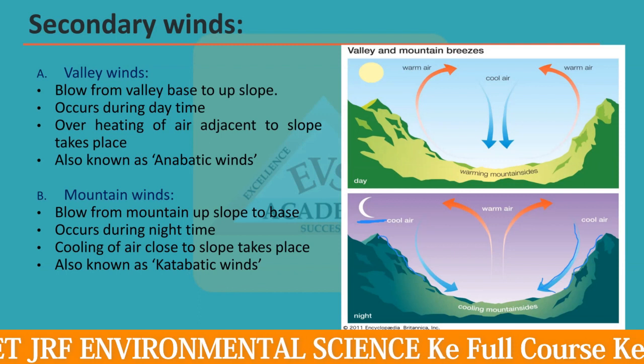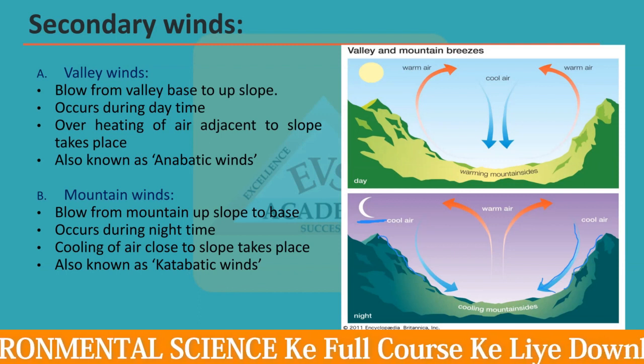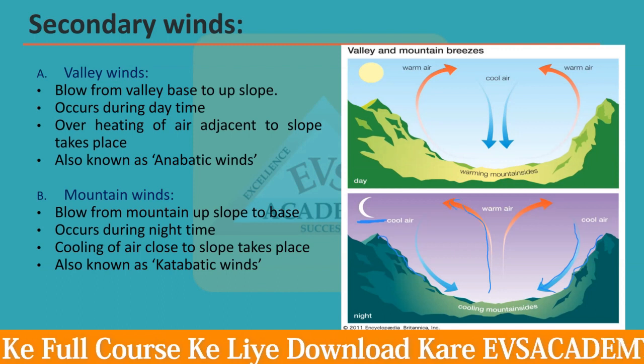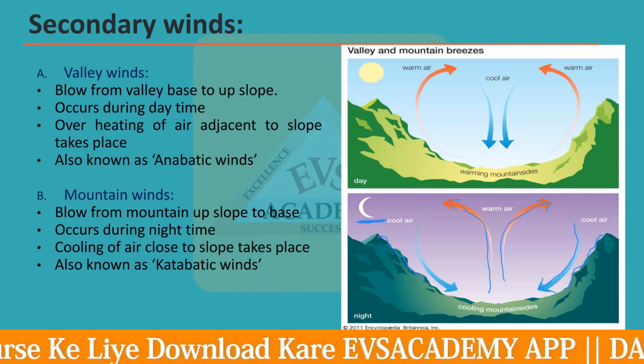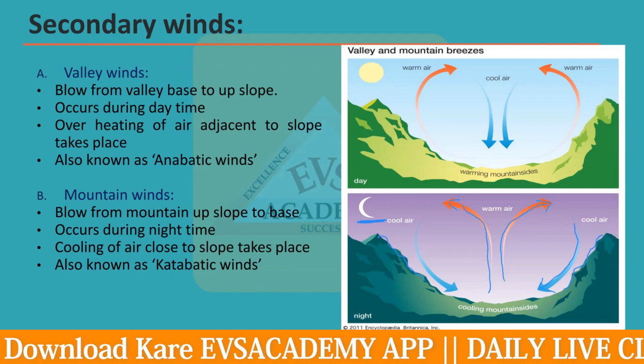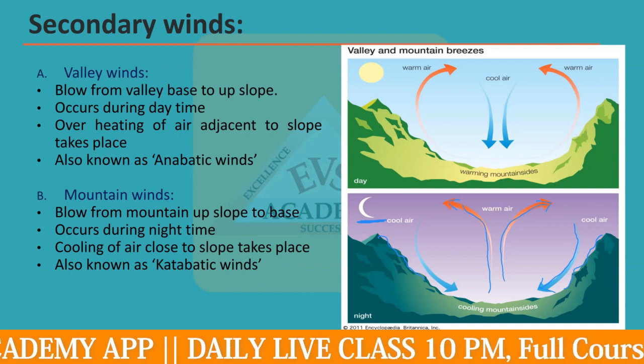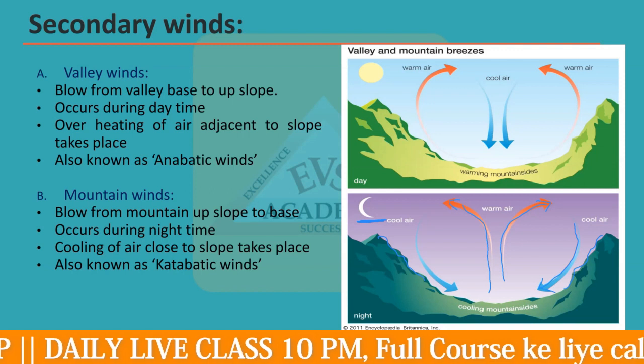And if it is cooled down, the warm air which is present in the valley region will go to the upside, and on the opposite side this cool air will go to the downside. Why? Because of the density difference that we have already seen. The warm air is less dense and the cool air is more dense.